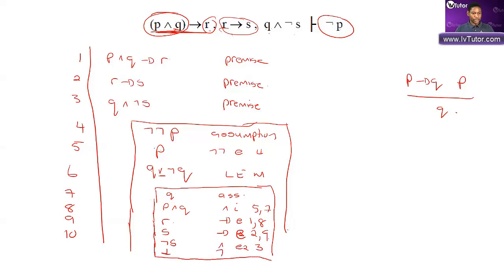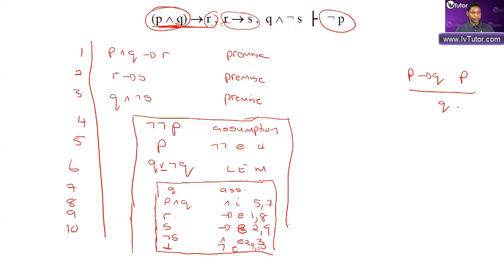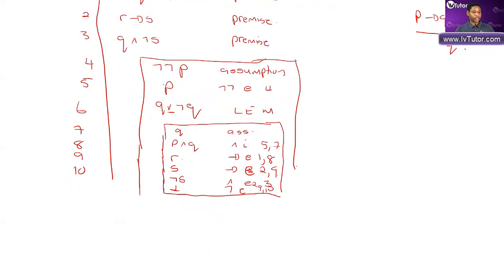And this contradiction is negation elimination on number 9 and number 10. Right. So that is where we are so far. This is number 11. Then number 12, we'll start by assuming not Q.